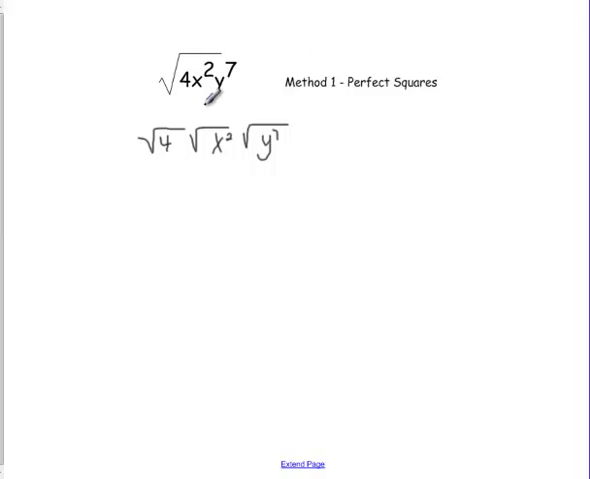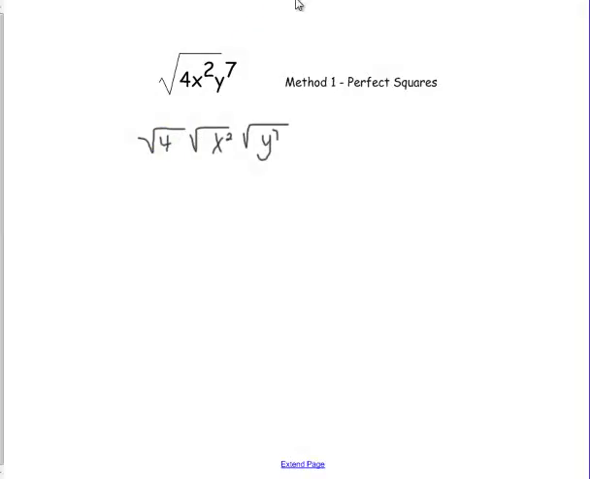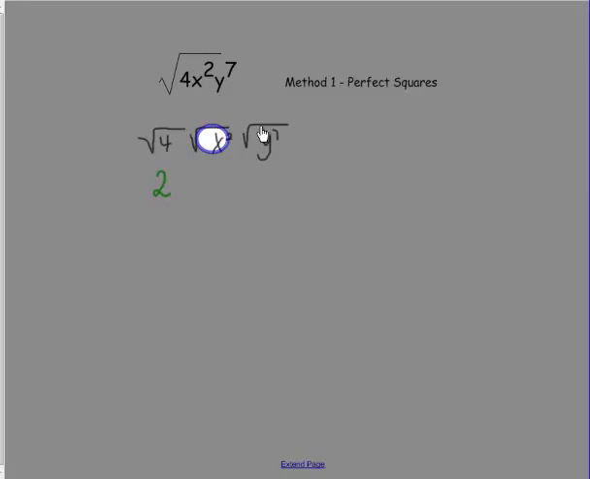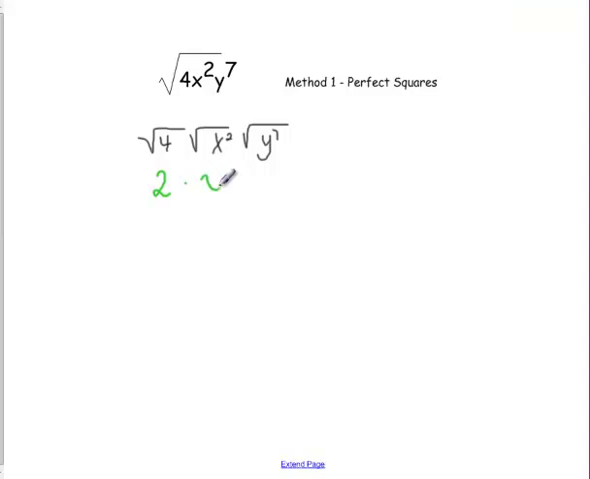All right, let's look at this first. X to the 4th is 2. Okay, let's take the square root of x squared. That's x, because it's an even exponent, and we just divide by 2.